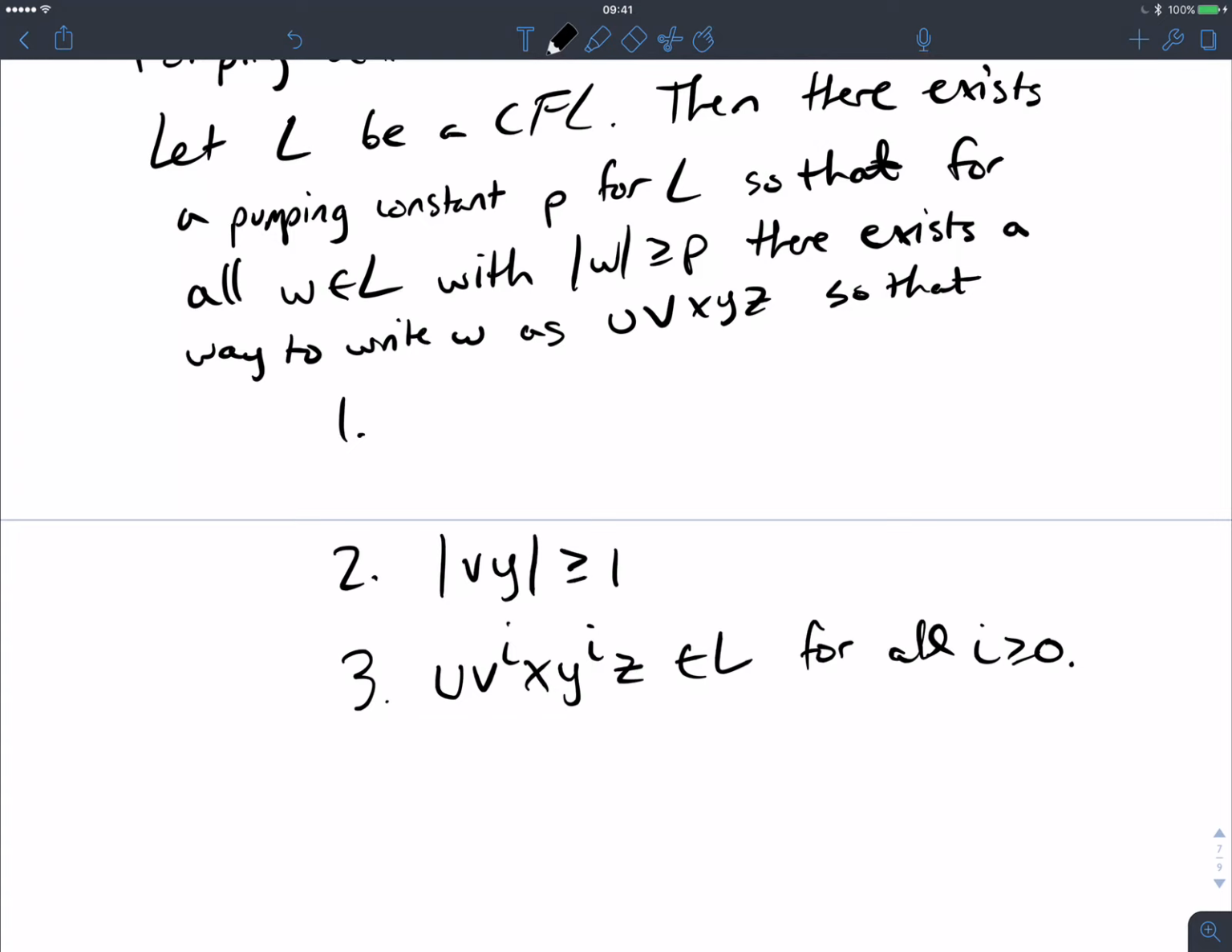And then what was the third one that we were able to deduce? The length of the 3 middle parts is not too long, because if we only look at the bottom n plus 1 variables of that root to leaf path, then there must be a repetition among those in that sub-parse tree. And so therefore that parse tree can't be longer than p characters. So Vxy has length at most p.